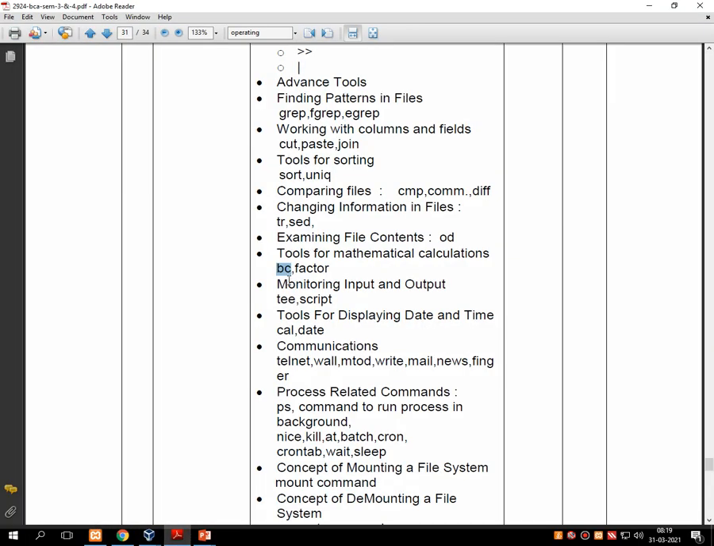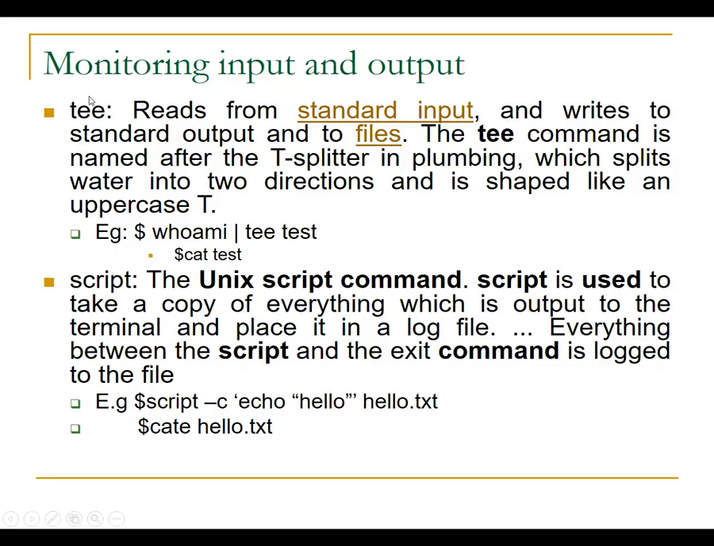Next group of commands is monitoring input and output, that is tee and script. First let's talk about tee. The tee command is actually a type of joining command which joins two separate commands as a single file. So let's see how it works. Tee reads from standard input and writes to standard output and into the file. The tee command is named after the T splitter in plumbing, which splits water into two directions and is shaped like an uppercase T.